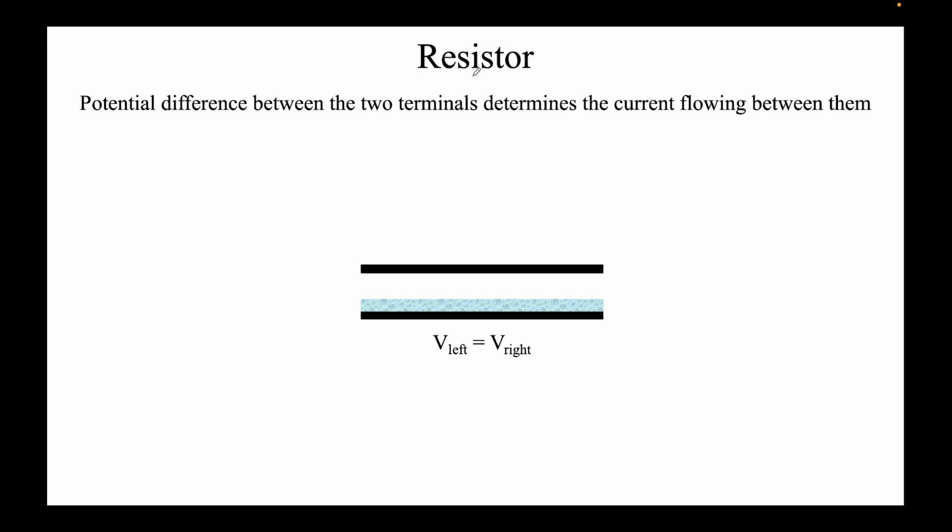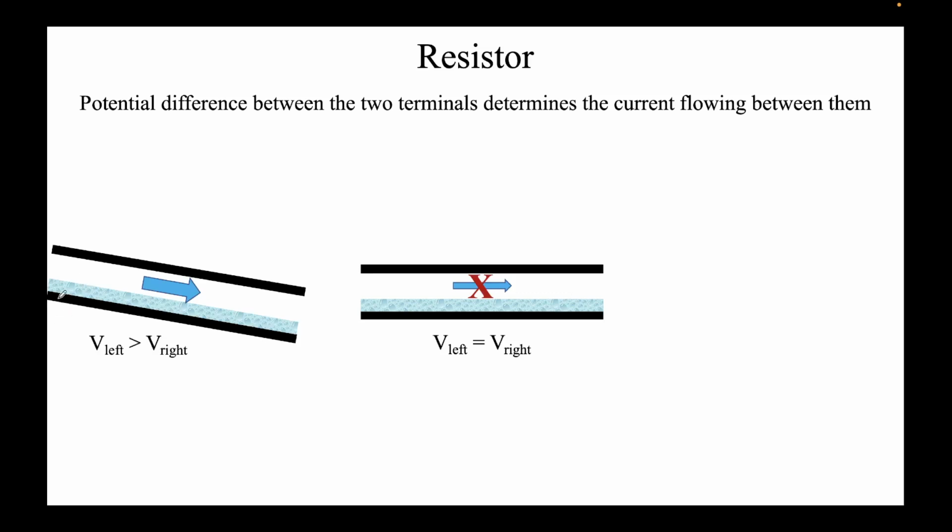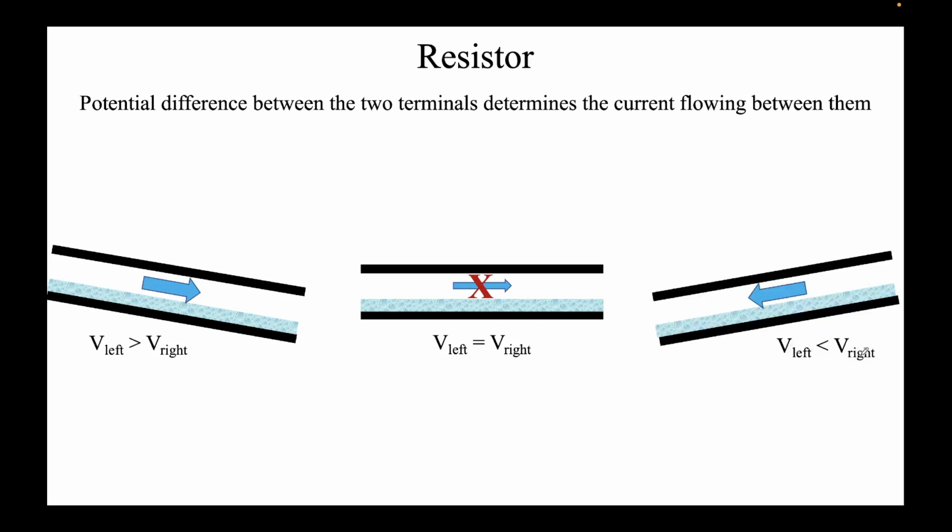But just a quick introduction. What is a resistor? Resistor is a device that when you apply a potential difference across the two terminals, the current will start flowing between them. So in the picture in the center, the potential on the left is equal to potential on the right, hence there is no water flowing. However, if the left potential is greater than right potential, then the left side is raised, and the water will start to flow from high potential to low potential. And this is the opposite case. When the right potential is higher, then again the water will start flowing from high potential to low potential, that is on the left side.